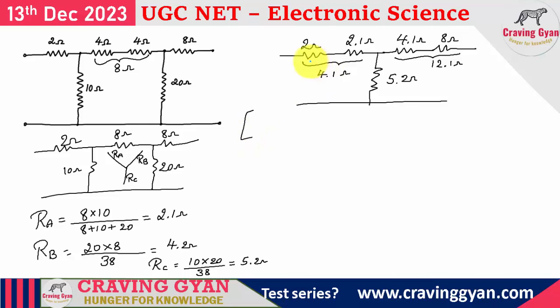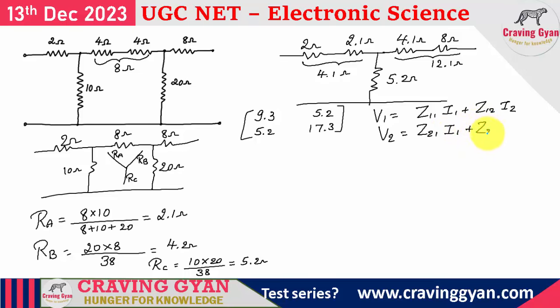Now, in a matrix, if I want to specify the Z parameter, Z11 is 4.1 plus 5.2, which will be 9.3. Similarly, Z12 will be 5.2, Z21 will be 5.2, and Z22 will be 12.1 plus 5.2, you're going to get 17.3. So Z11 is 9.3. Then write the equation: V1 equals Z11 I1 plus Z12 I2. Next, V2 equals Z21 I1 plus Z22 I2.